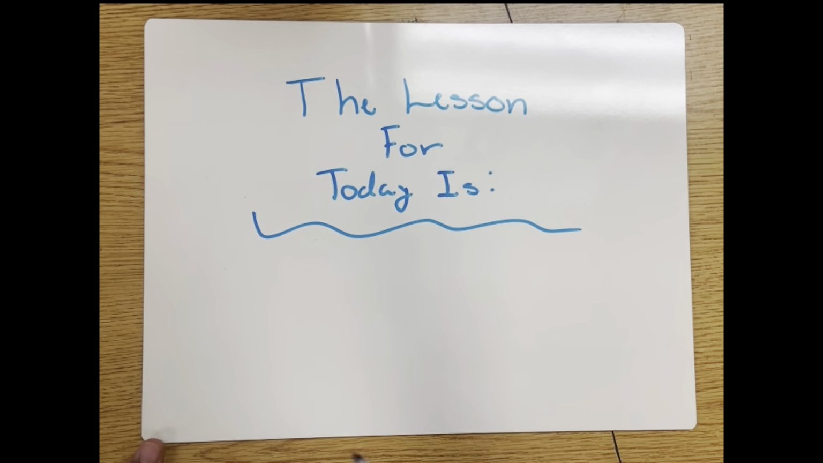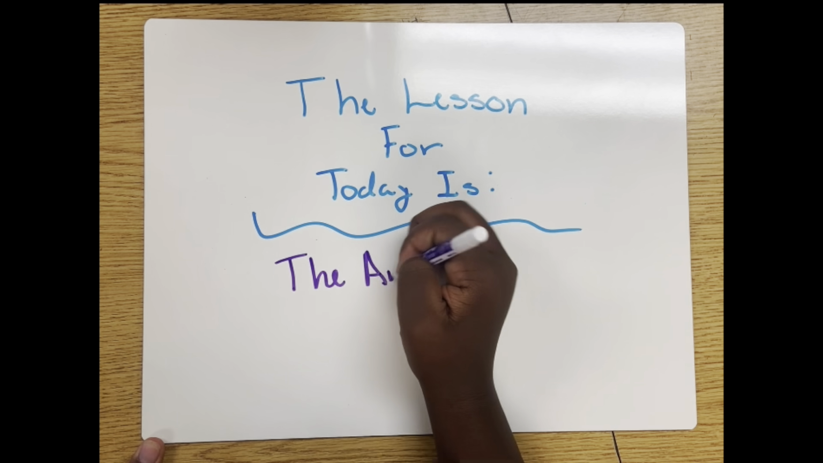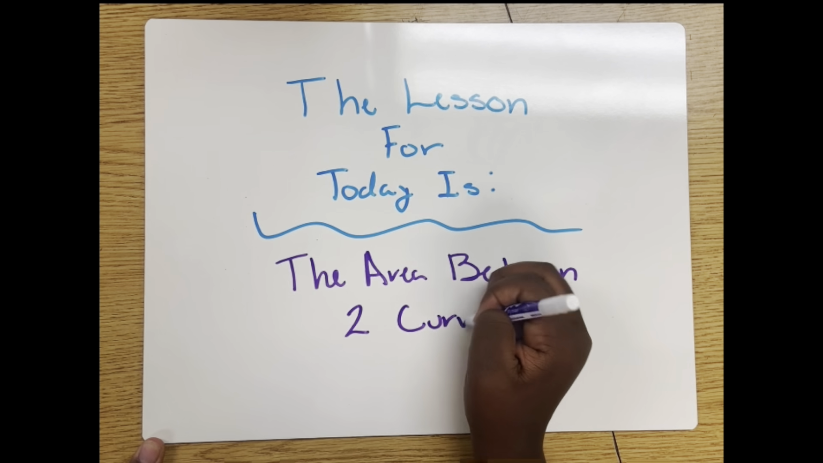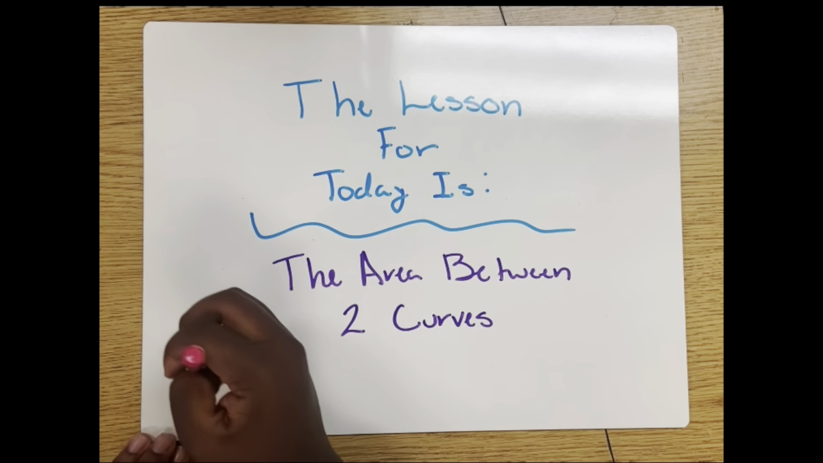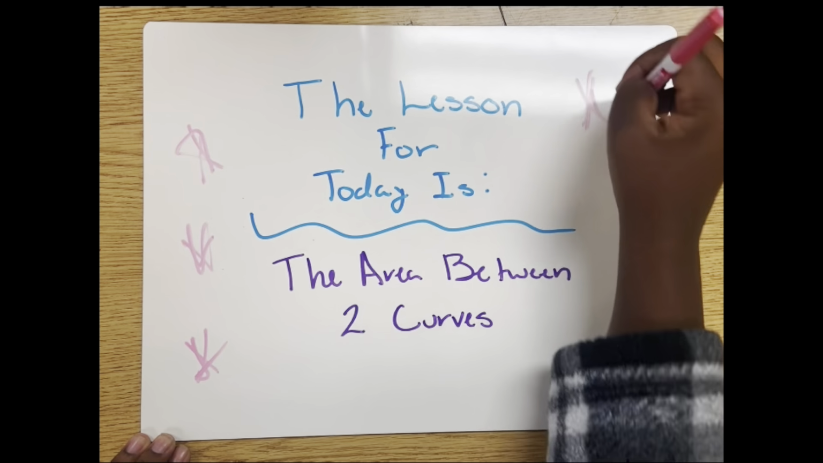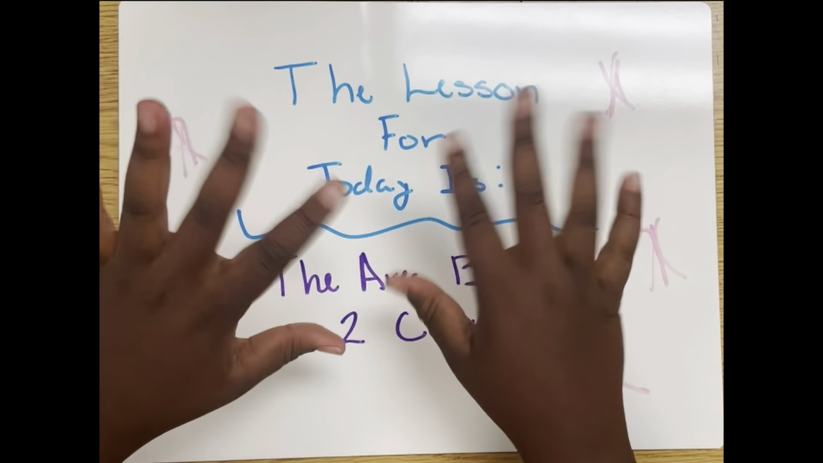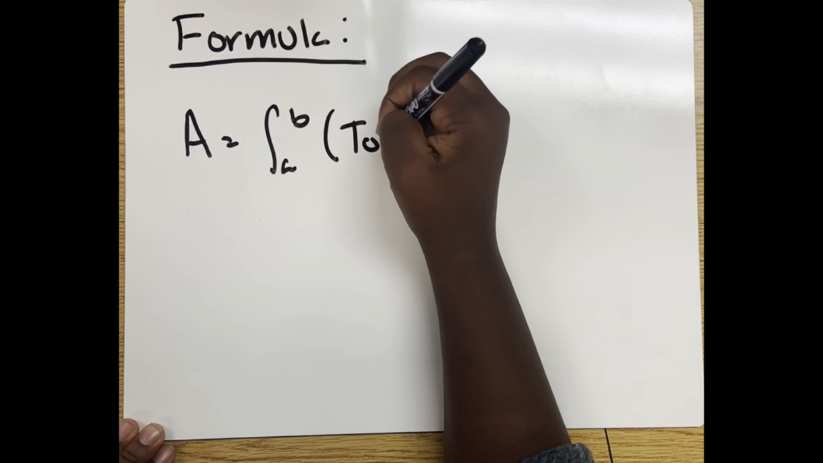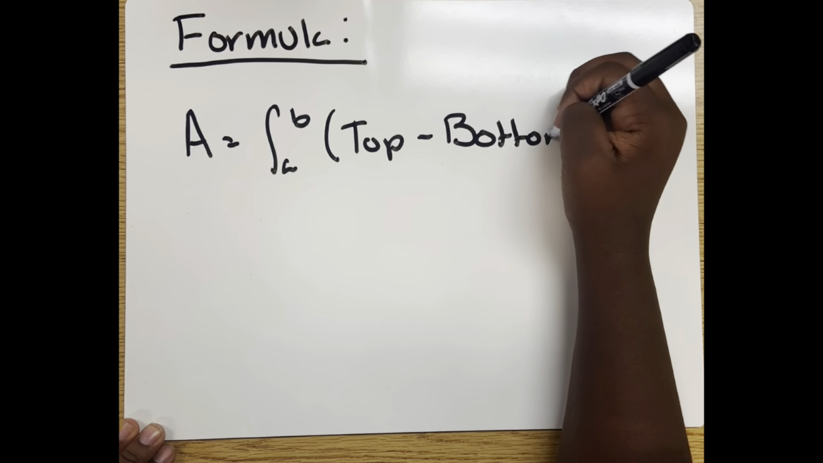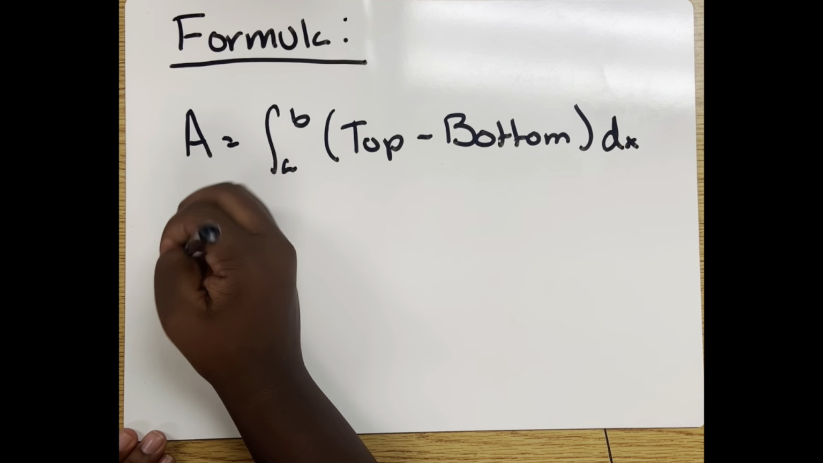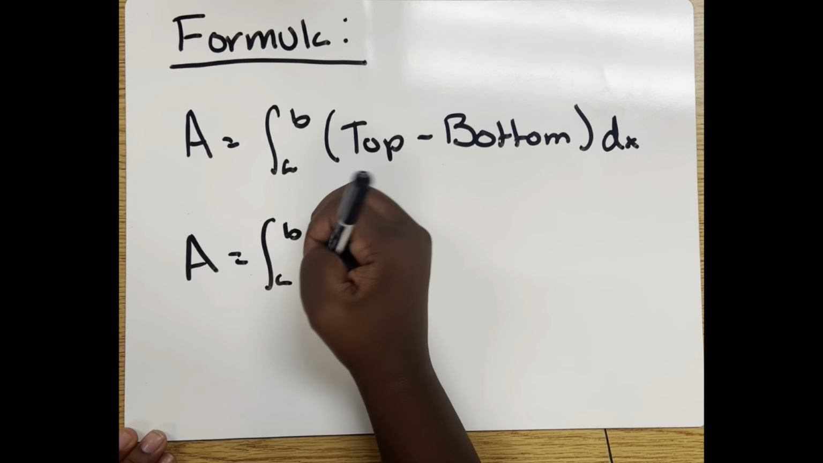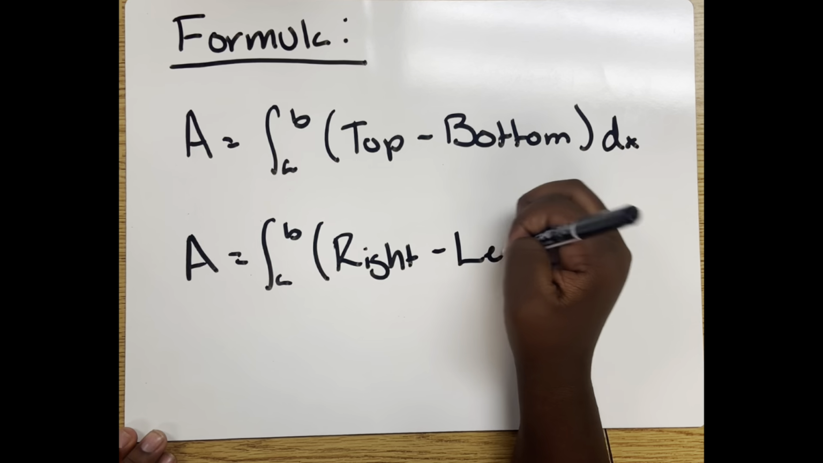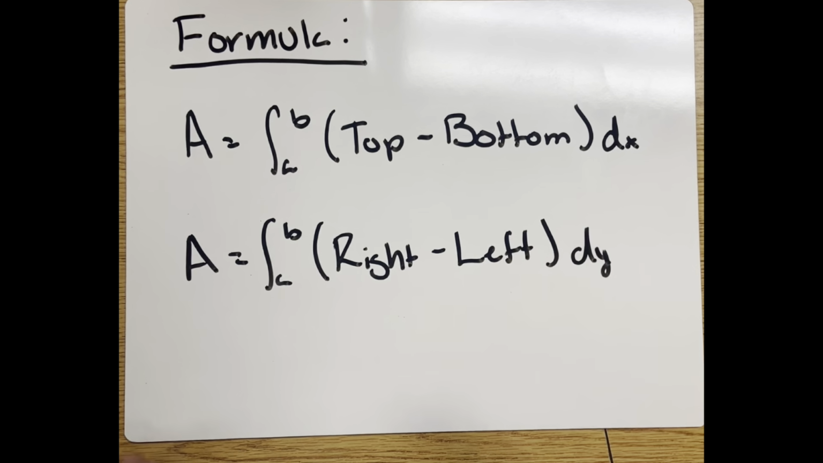The lesson for today is finding the area between two curves. The formula for finding the area between two curves with respect to x is the integral of the top function minus the bottom function from a to b, and the formula for finding the area with respect to y is the right function minus the left function from a to b.